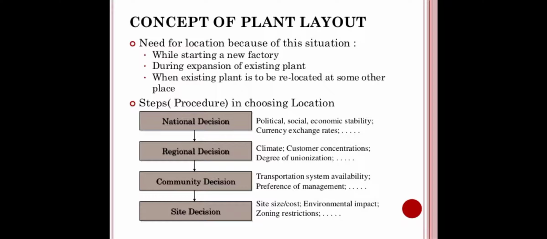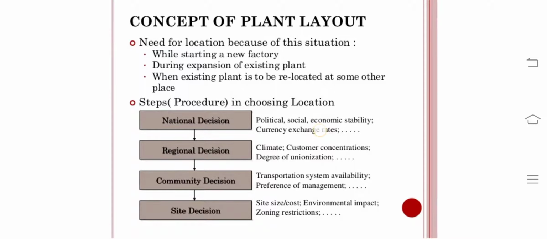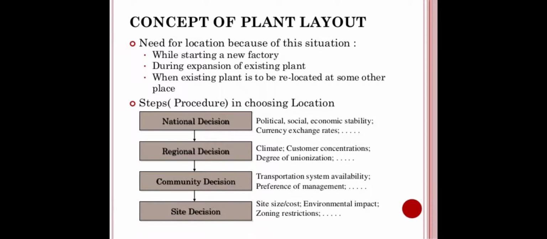Now, the need for location arises in these situations: while starting a new factory, during expansion of an existing plant, or when an existing plant is to be relocated to some other place. Now, steps in choosing the location. So there are 4 steps. The last one is the site location.